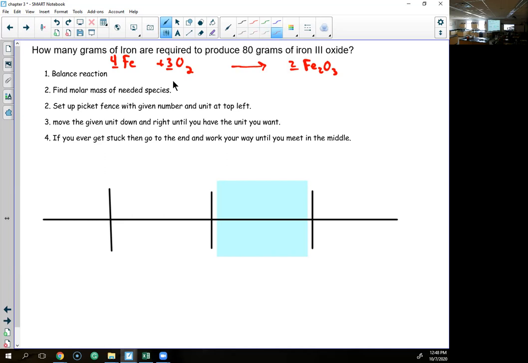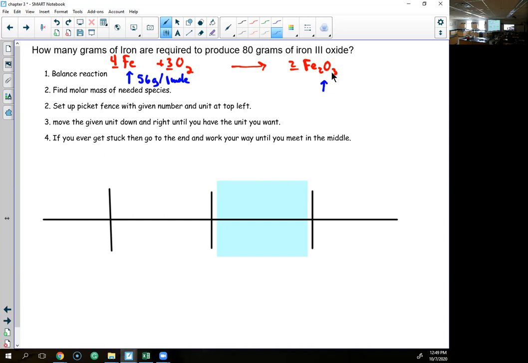Now, find the molar masses of the species needed. So we need iron, and we need iron 3 oxide. Make sure iron is there. It's 56. So it's 56 grams per 1 mole.